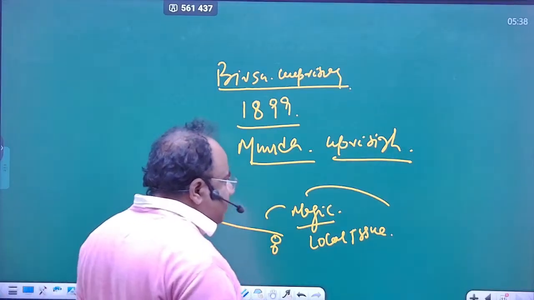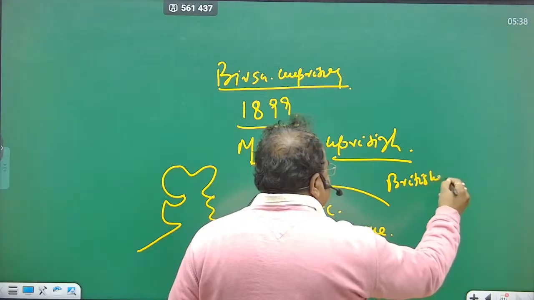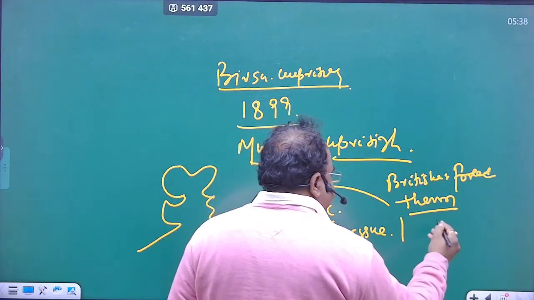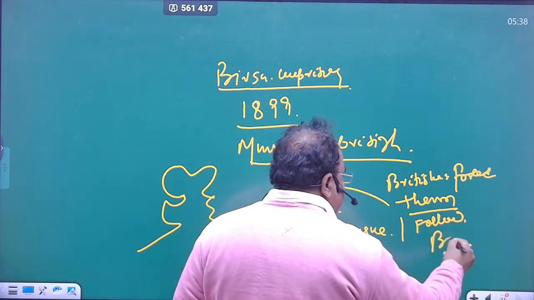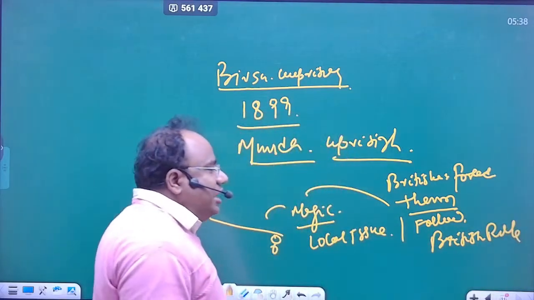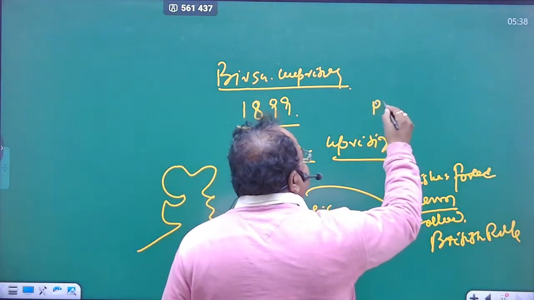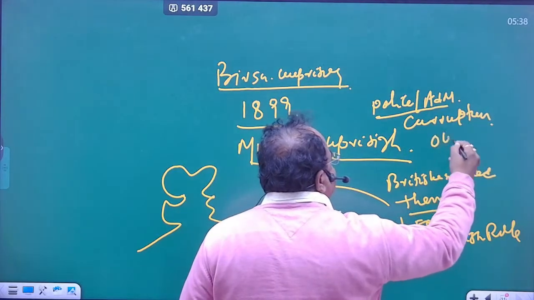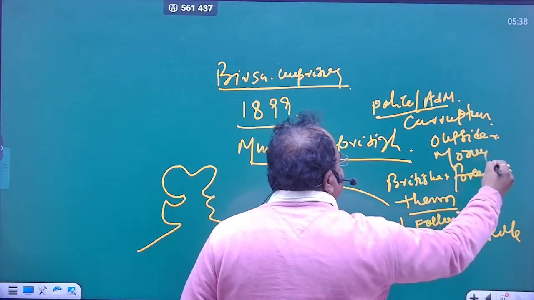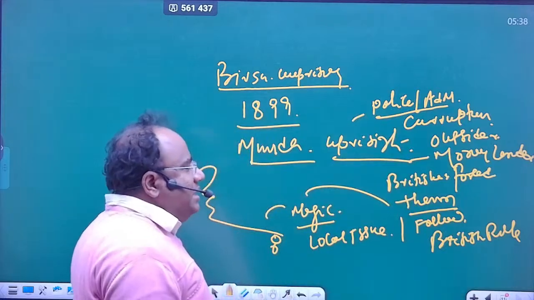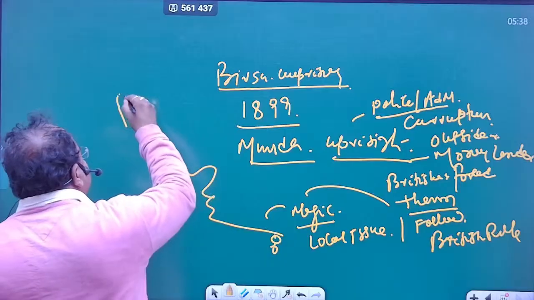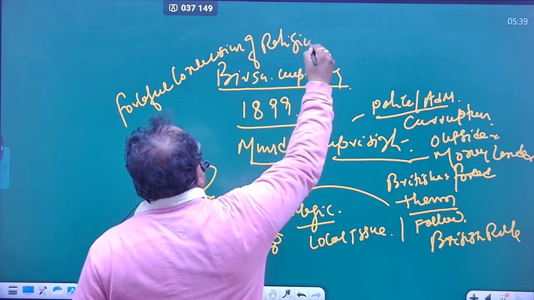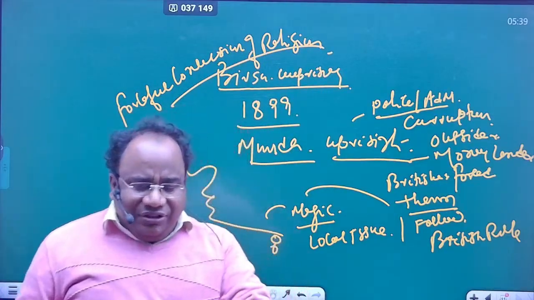Initially, they were common people, but the British forced them, in fact the entire tribal society, to follow British rule. Their land was acquired by outsiders. Police atrocity, police and administrative corruption, outsider issues, the issue of moneylenders, forceful conversion of religion, right? That's why a large number of people followed Birsa Munda.